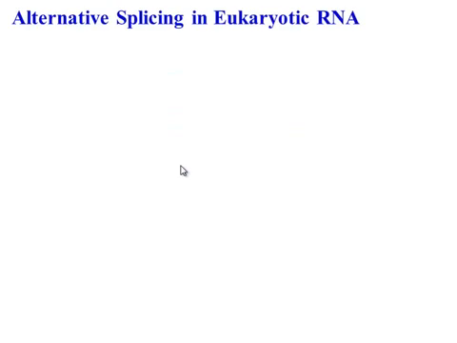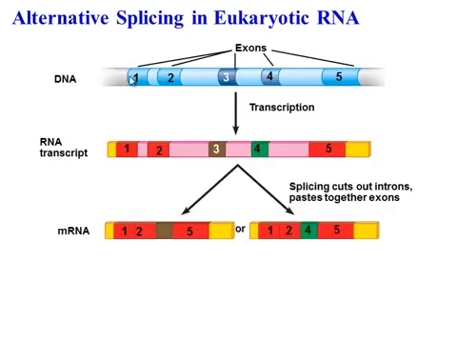Another type of control is alternative splicing, and we're familiar with this as well. Remember that in a DNA gene, not all of the sequences will end up in the final RNA. So the DNA gets transcribed into RNA, but only the exons, 1, 2, 3, 4, and 5, end up in the final RNA molecule. The introns, these non-coding regions, get cut out and discarded.